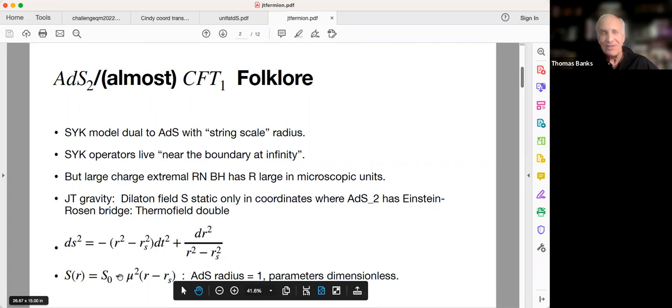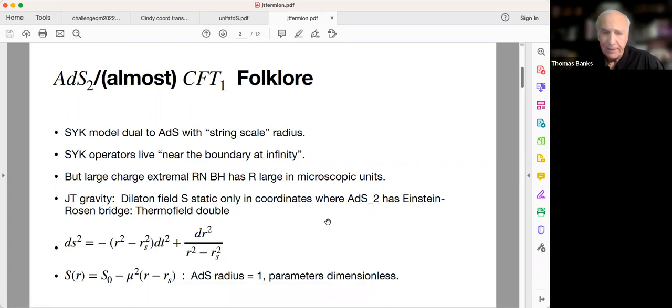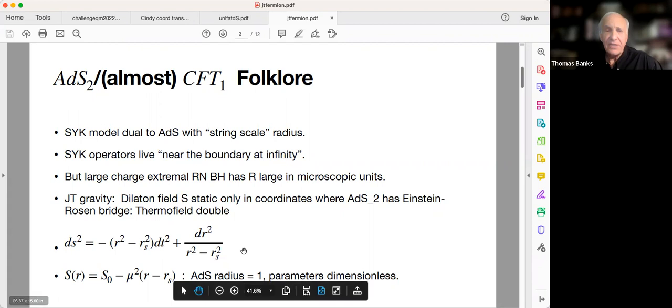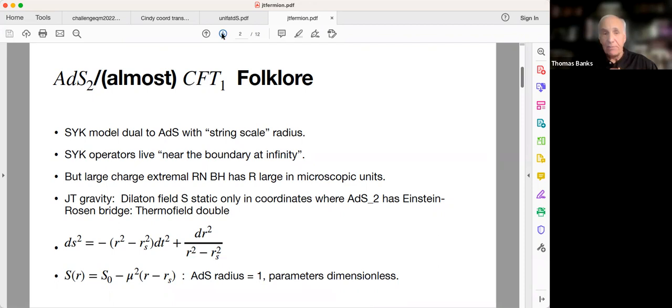Now, in these formulas, I've taken the ADS radius to be equal to 1, and all the parameters that appear in these classical solutions are dimensionless. So R is a dimensionless coordinate, RS is a dimensionless horizon position, and mu squared is dimensionless, and S naught is dimensionless. And I want you to recall that S originates in this model from four dimensions as related to the area of a four-dimensional sphere.